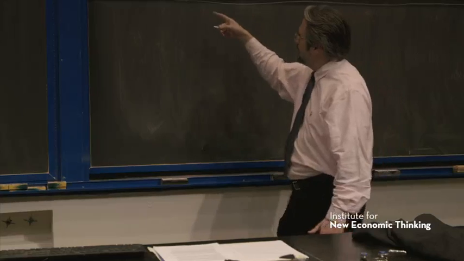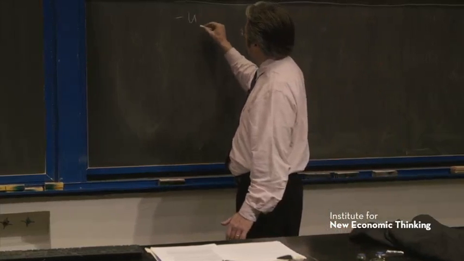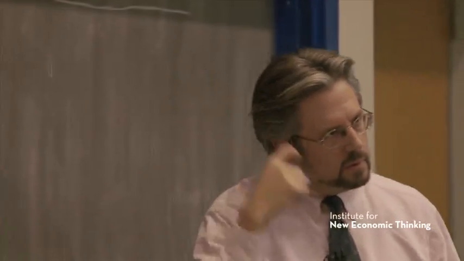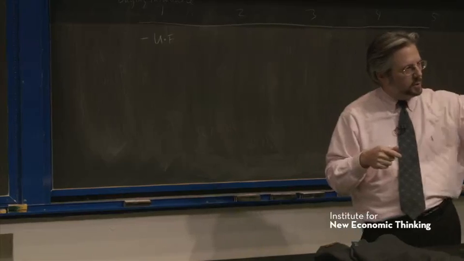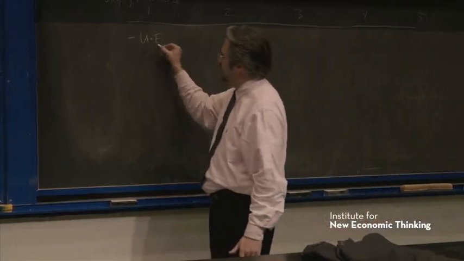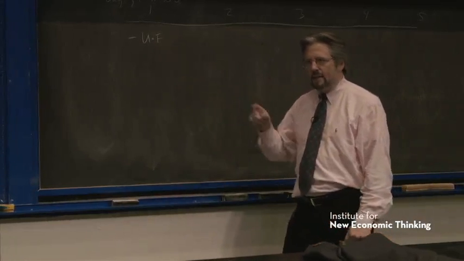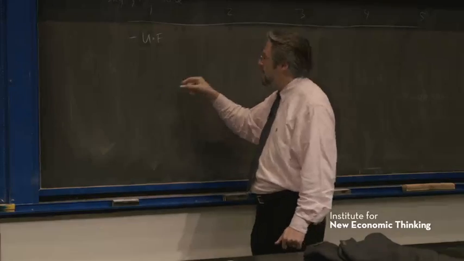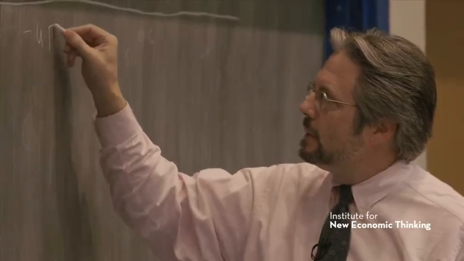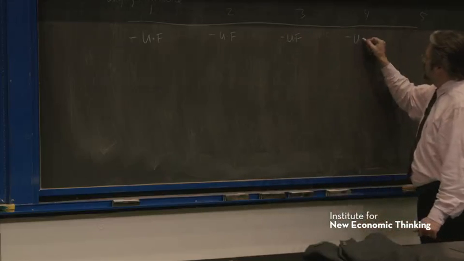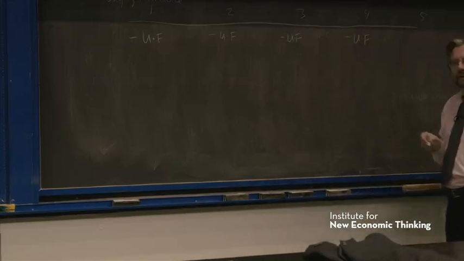So I have a negative cash flow in period 1. Every time the bond doesn't default, I have to pay U times the face value of the bond. Because I'm receiving LIBOR and I'm paying LIBOR plus U, the net is a negative cash flow of minus U. The bond doesn't default in period 2, it doesn't default in period 3, and it doesn't default in period 4, and then it defaults in period 5.